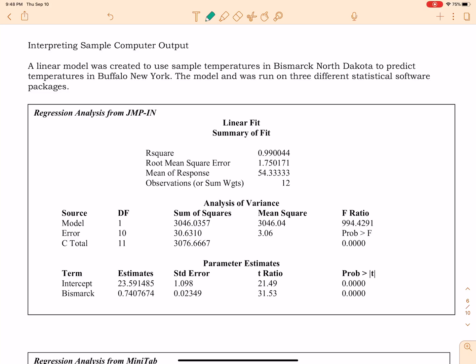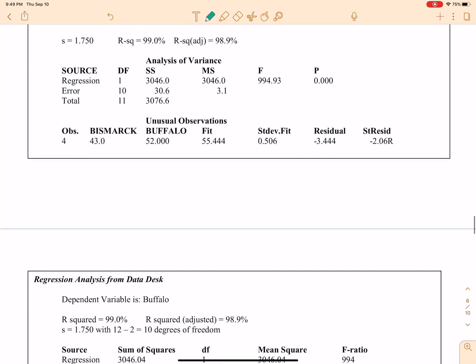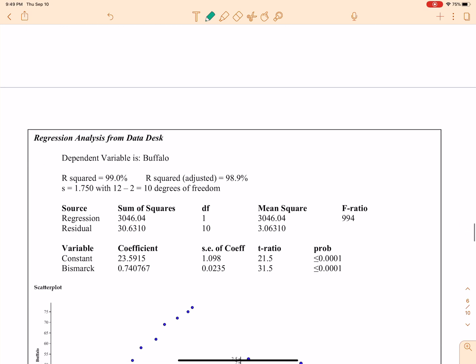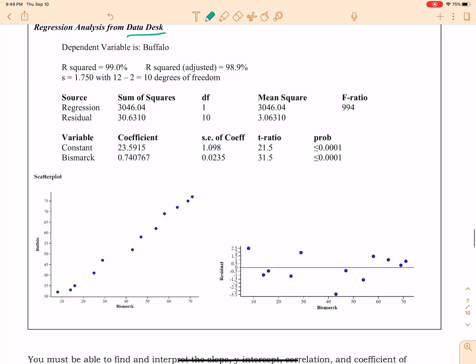Okay, AP statistics, sorry about that. We are going to interpret some sample computer output now. I've got several different examples here. This first one is a regression analysis from computer output known as JMP. This next one is going to be from a program called Minitab. And this last one is going to be from Data Desk.